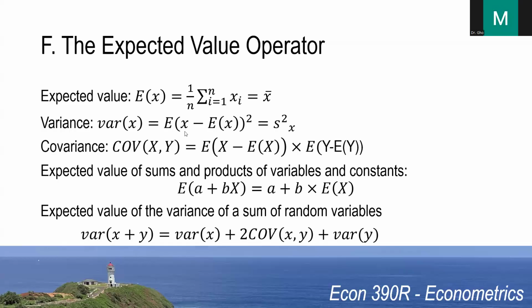To calculate the variance, remember the expected value is just the mean. You take the average of all of those values and you take the difference from what occurred, and then you square that, and then you take the expected value of that. And the symbol we use is lowercase s squared x.